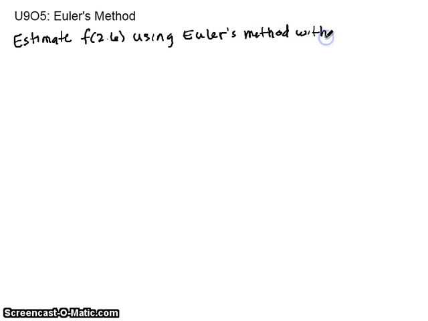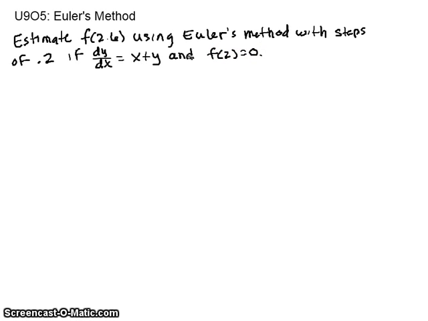So we're going to see a problem that would look something like this. It'll say estimate f of 2.6 using Euler's method with steps of 0.2 if dy dx, so there's our differential equation, equals x plus y, and f of 2 equals 0.